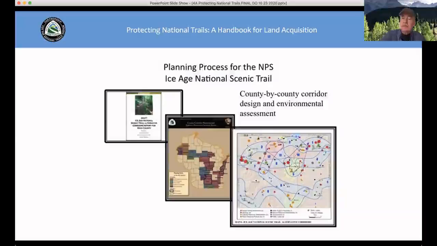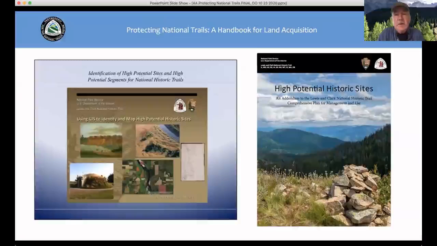Once those county-by-county corridor planning processes are complete, the triad of the National Park Service, Ice Age Trail Alliance, and Wisconsin Department of Natural Resources develop a trailway protection strategy based upon them. Moving over to National Historic Trails, this document was prepared by the Lewis and Clark National Historic Trail National Park Service Office. It identifies about 80 different sites along the trail that qualify as high potential historic sites. And it also identifies the land ownership, whether it's entirely public, partially public and partially private, or entirely private.